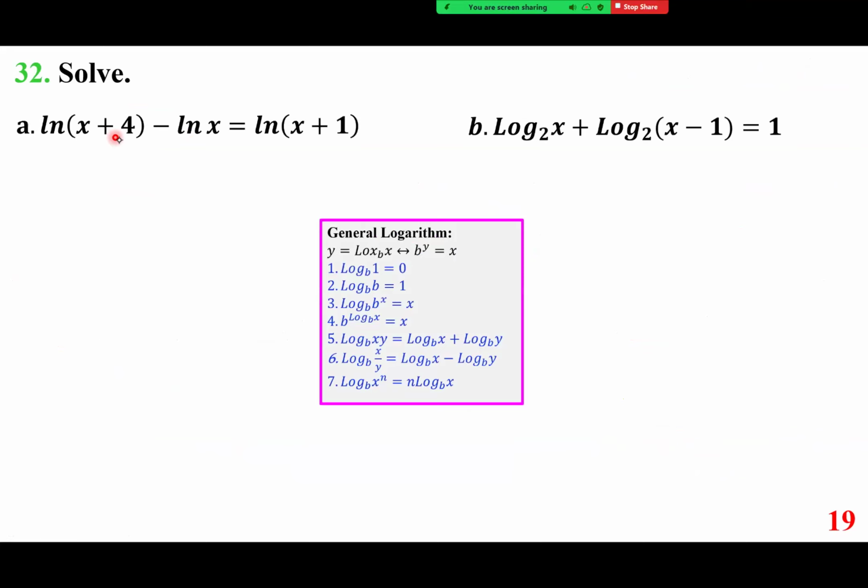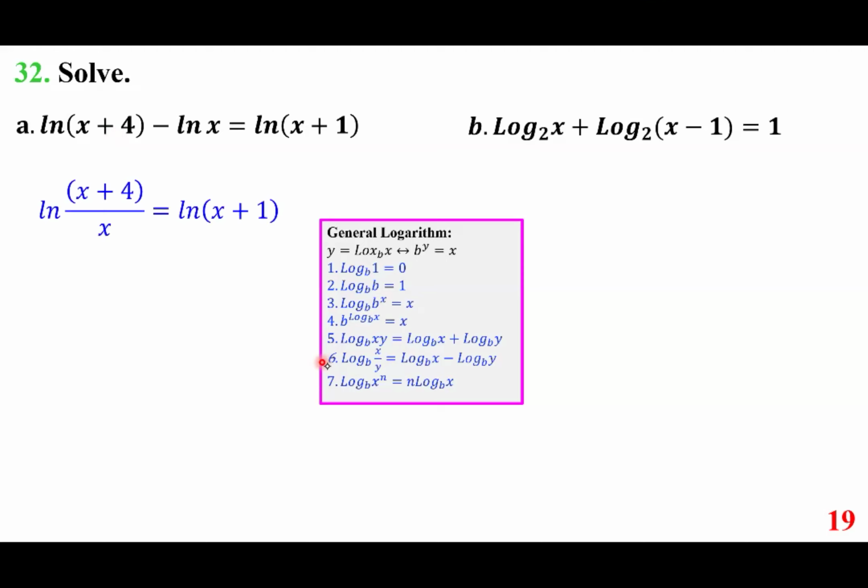ln of x plus 4 minus ln x equals ln of x plus 1. Both sides have nothing but natural logs. The right side is just 1. The left side, we bring it into 1 by using a quotient rule. So the left side becomes ln of x plus 4 over x. They have the same base, namely e. They must have the same argument.